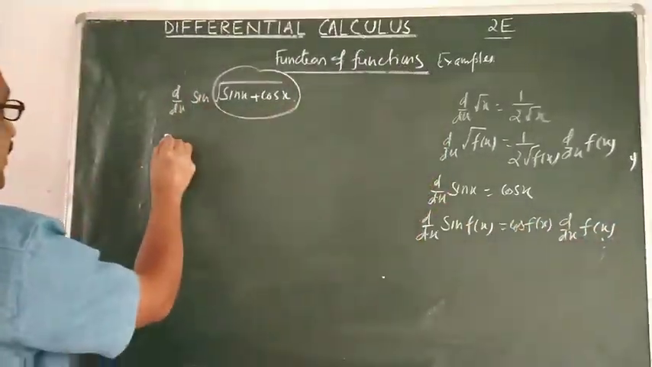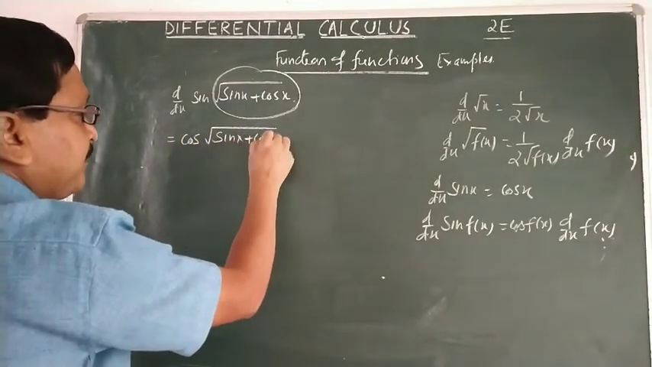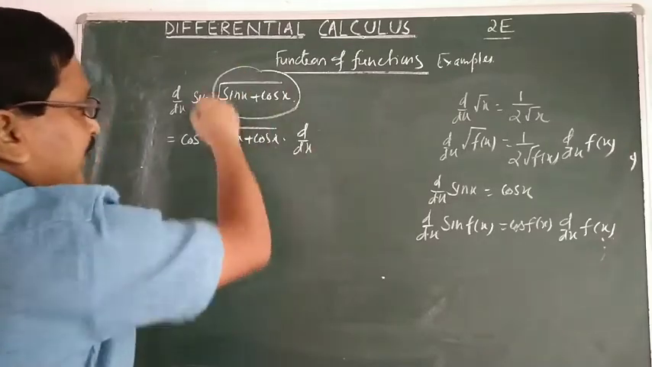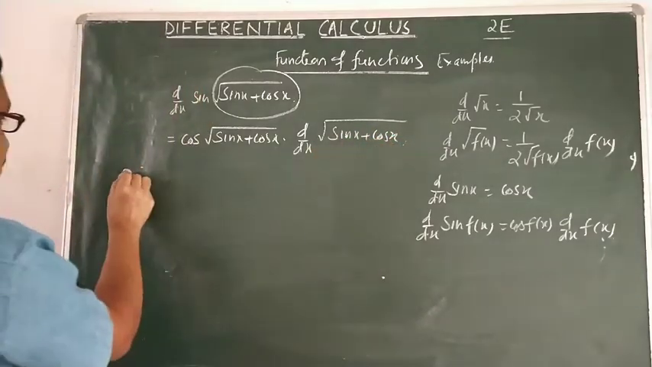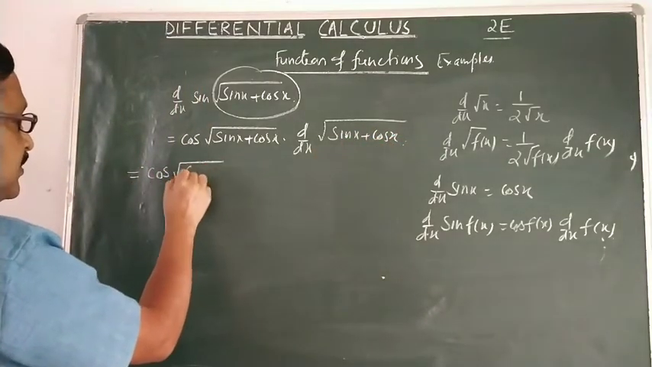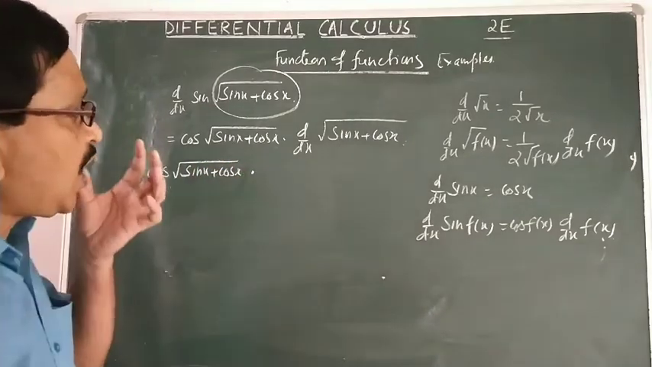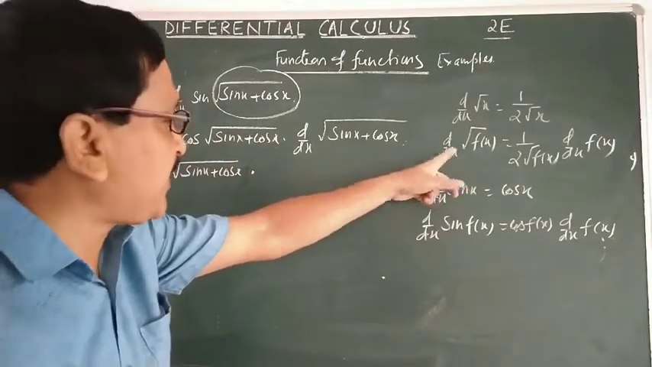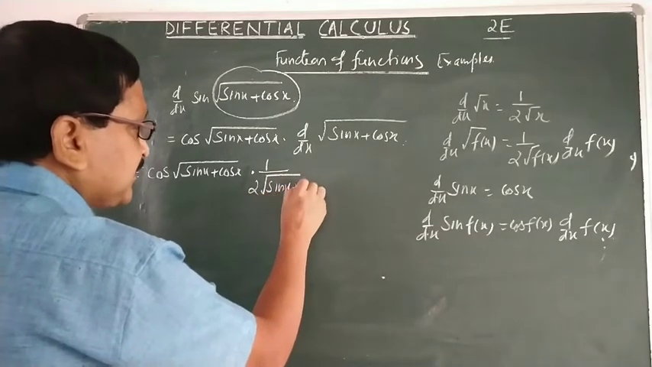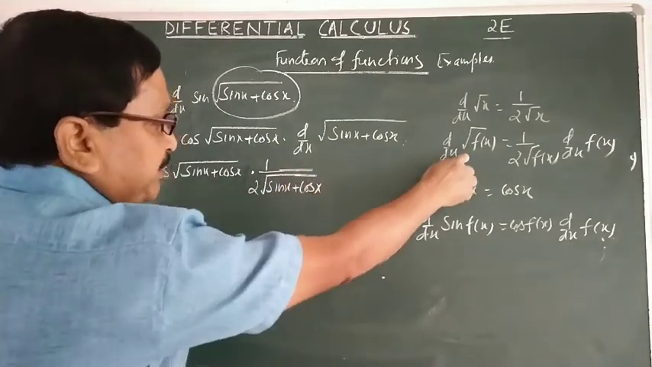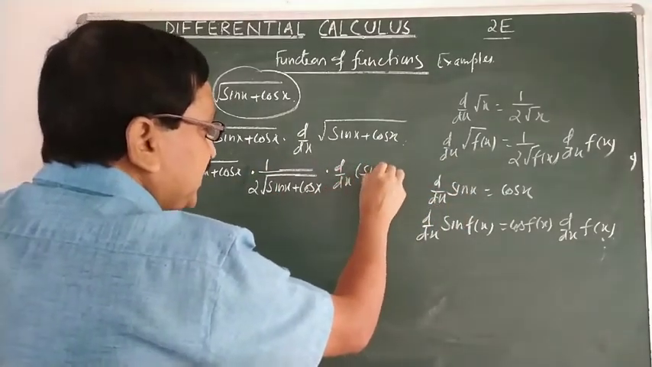Now use this. This is cos f(x), where f(x) is root of sin x plus cos x, into d by dx of the whole f(x). So this is cos root (sin x plus cos x). Now students, according to this formula for root of f(x), it is 1 by 2 root f(x), with f(x) being sin x plus cos x. According to this pattern, root of f(x), so d by dx of this f(x), sin x plus cos x.